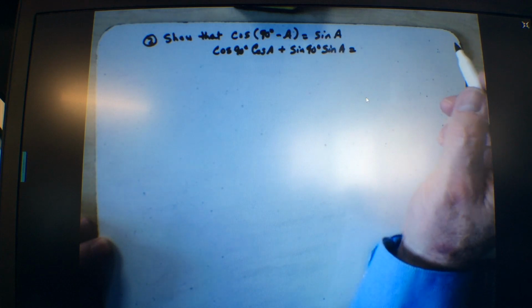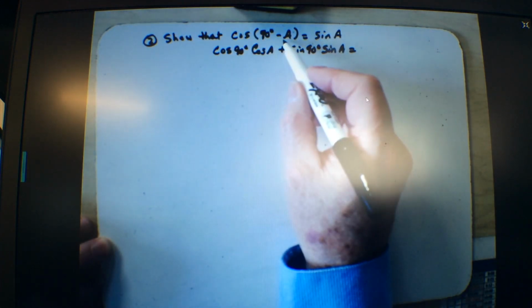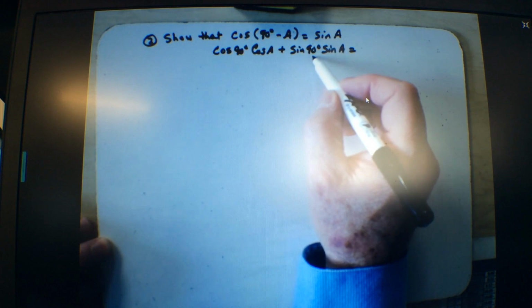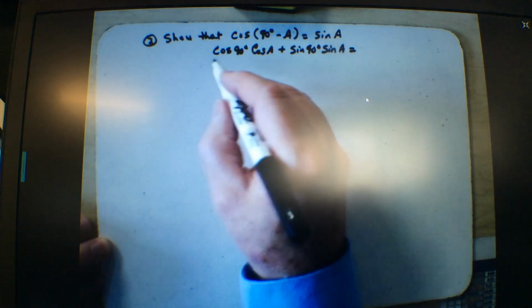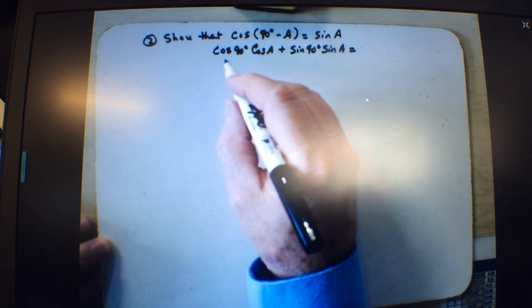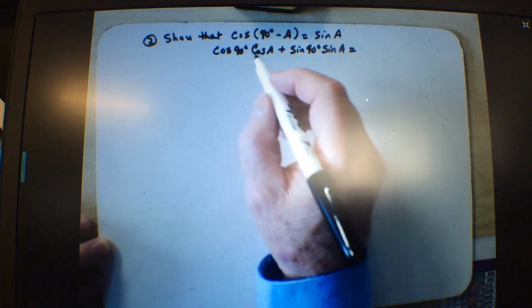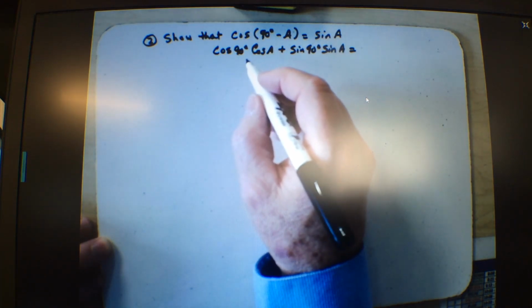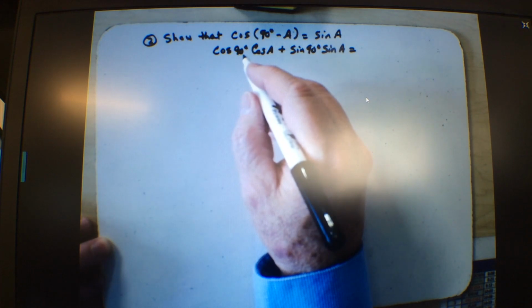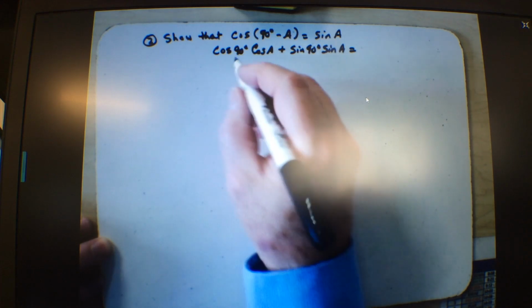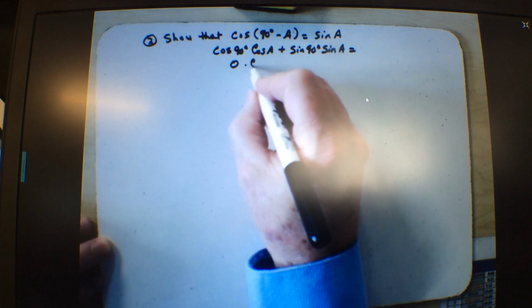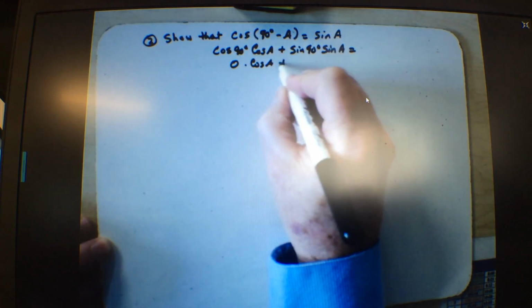Does everybody follow me? So I took this side, which is more complicated, and I broke it apart using the rule. Okay, do you understand that, Josie? Okay, now, here's where it gets weird. What is the cosine of 90 degrees? It's a quadrant angle. It's 0. It's 0 times cosine of A plus, now what's the sine of 90?